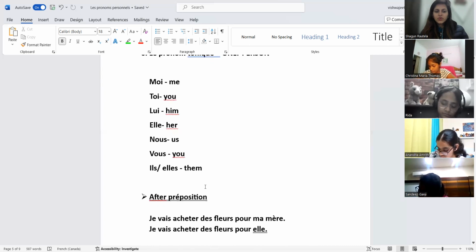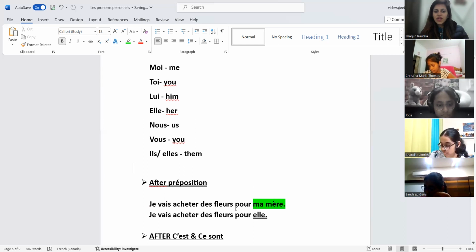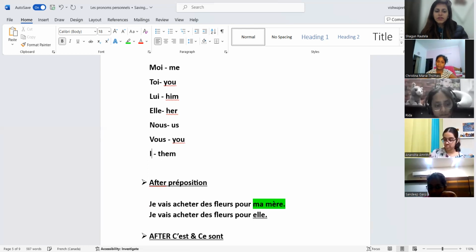Okay, and like I told you, they're different. They're different because now the pronouns will be written after the preposition. In my first sentence that I've given you, je vais acheter des fleurs pour ma mère. In the pronom tonique table, isn't it eux for masculine plural? Yeah, like this. Okay, please change it.